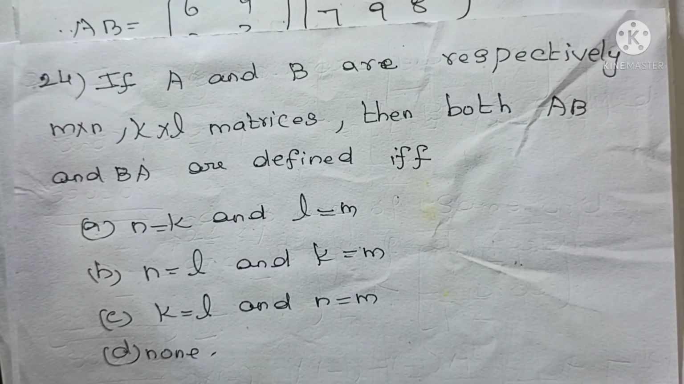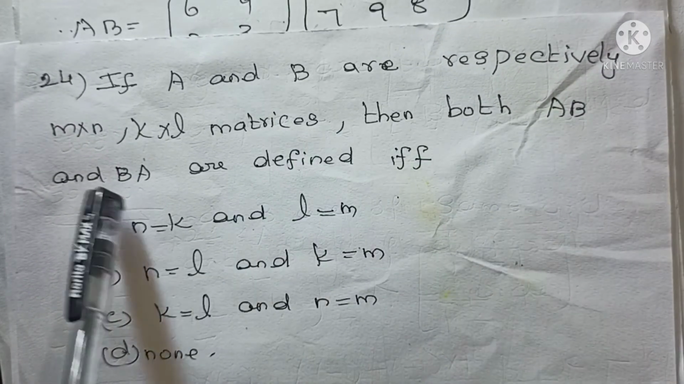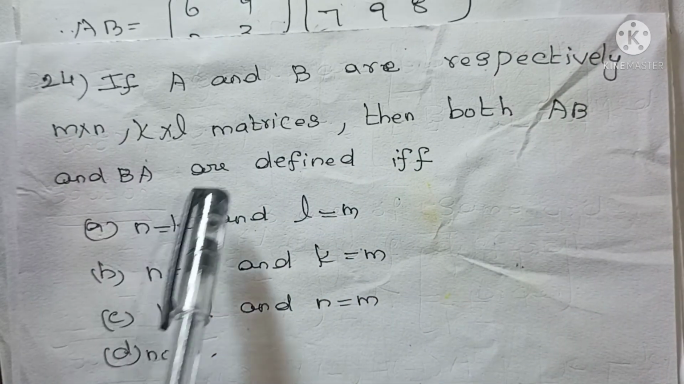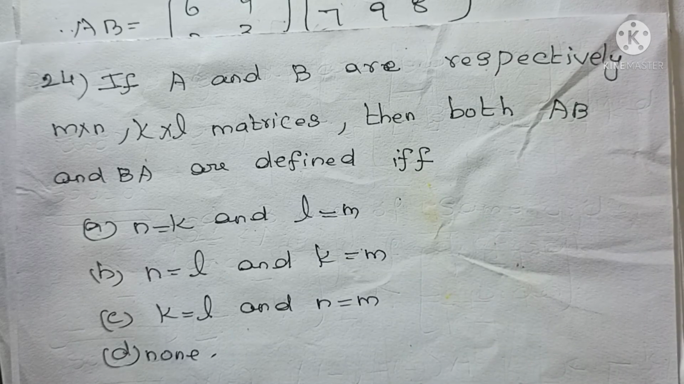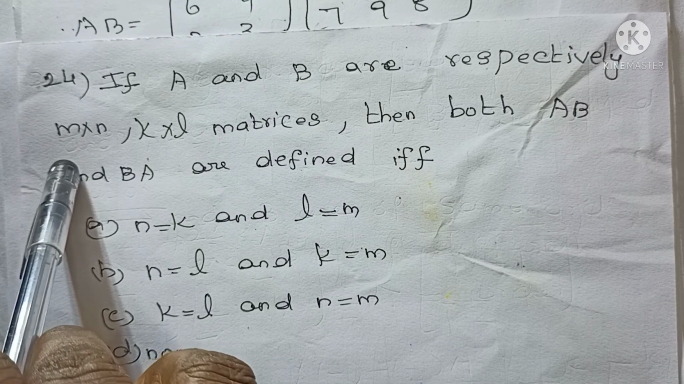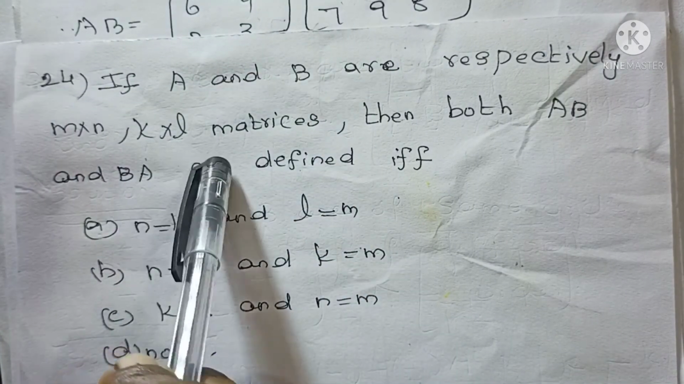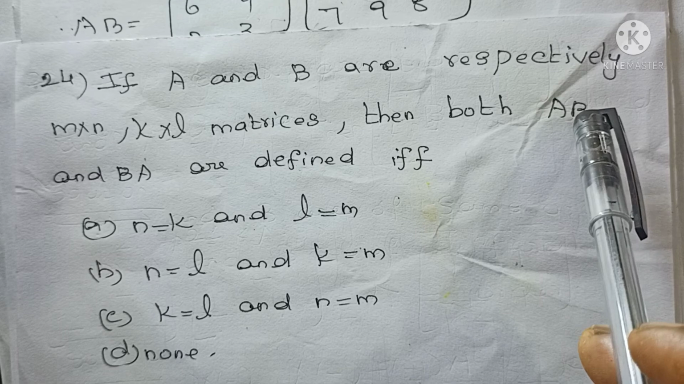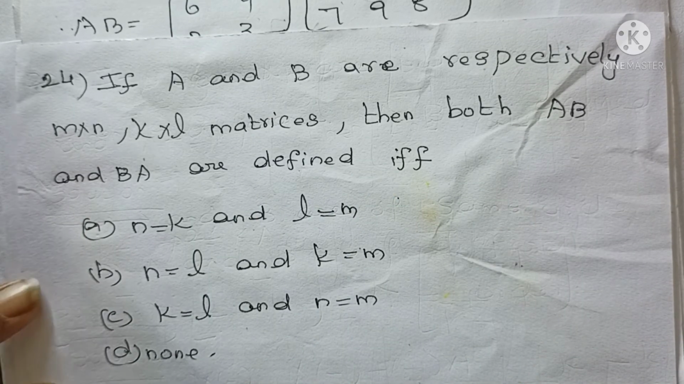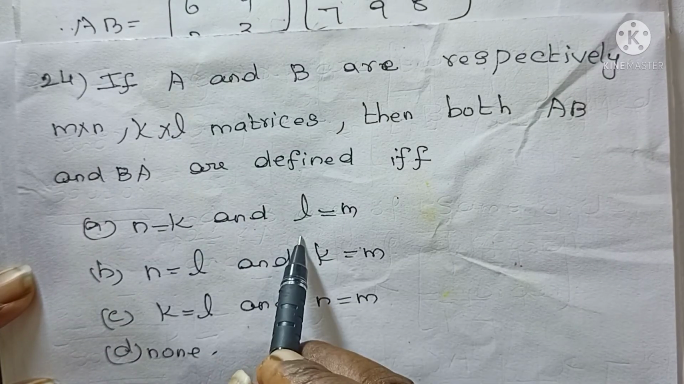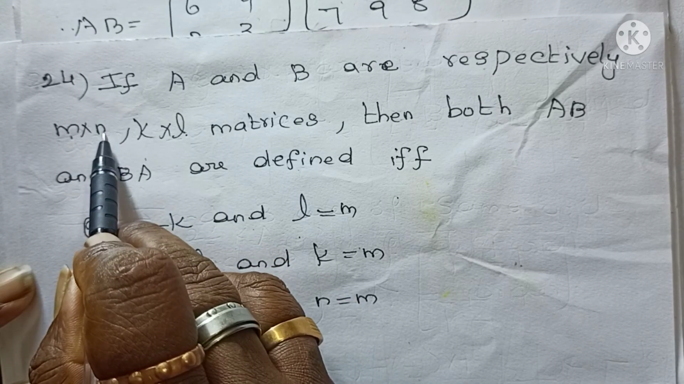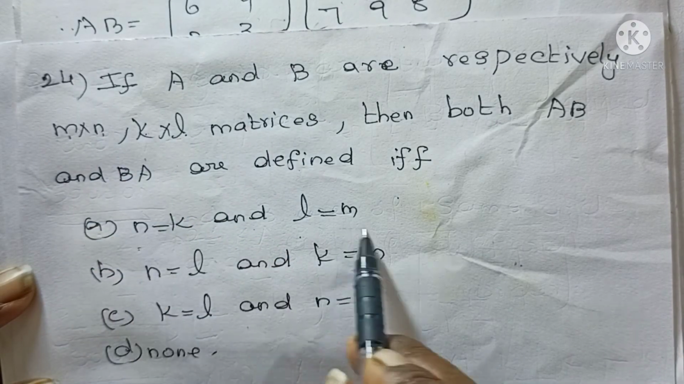Next, move on to the 24th question. If A and B are respectively M by N and K by L matrices, then both AB and BA are defined if and only if. So two matrices are given. The order of A is M by N, the order of B is K by L. Then AB and BA are both defined if and only if M should be equal to L and N should be equal to K. So this answer is correct.